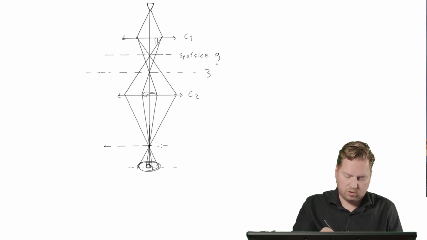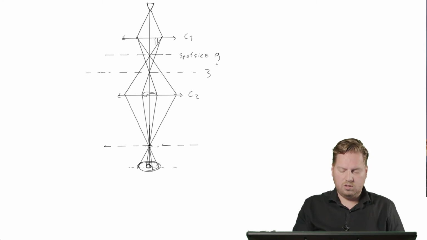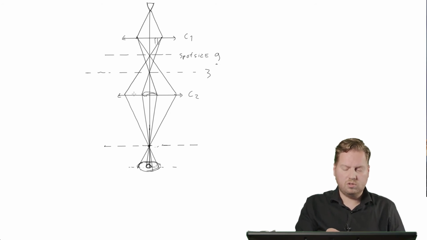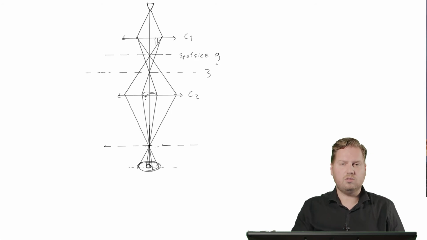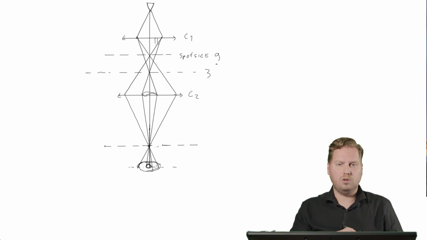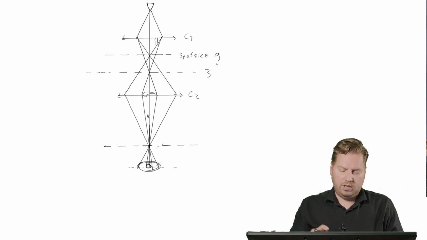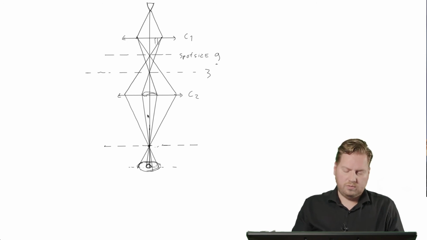So if we change spot size, we actually don't change C2. We do change C2, but we only change C2 to compensate for this smaller beam that enters the lens. So we make sure that the crossover is in the same location. So this is what happens when you change spot size. Now there is something more that happens when you change spot size.